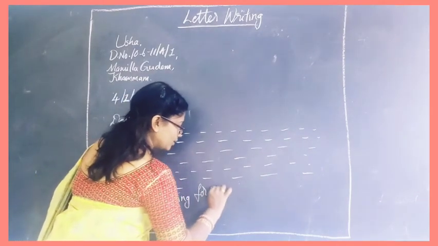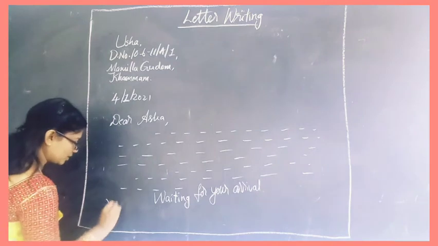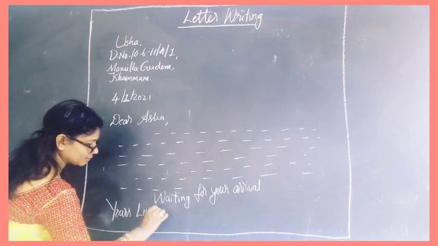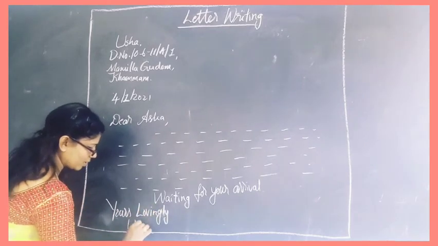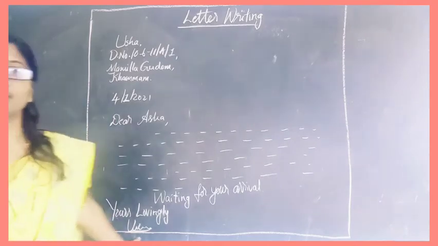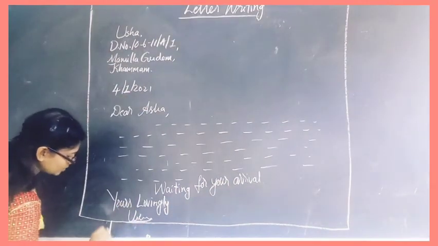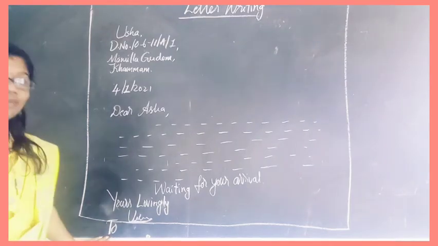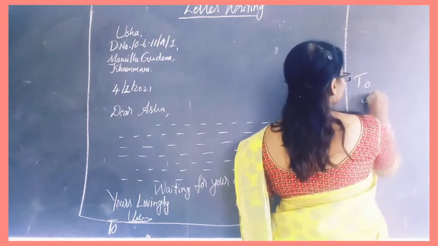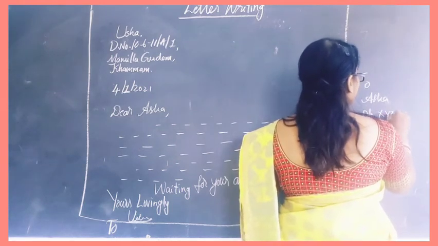Waiting for your arrival. Then after this, yours lovingly, your name. But after this, it's not over. Below this, leave a finger space and write two words. You need to write "To", meaning to whom you are writing. I don't have space here, so I'm writing the To address: To Asha, daughter of XYZ, door number.